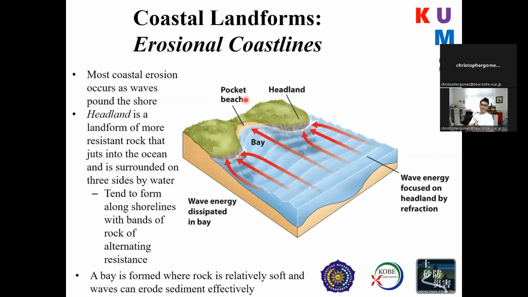And the headland is a landform of more resistant rock that juts into the ocean and is surrounded on three sides by water. It tends to form a long shoreline with bands of rock of alternating resistance. So resistant rock, not so hard rock. And those can occur in a variety of different geological frames. The easiest one to understand would be the rise of some rock layers that alternate hard and soft rocks.